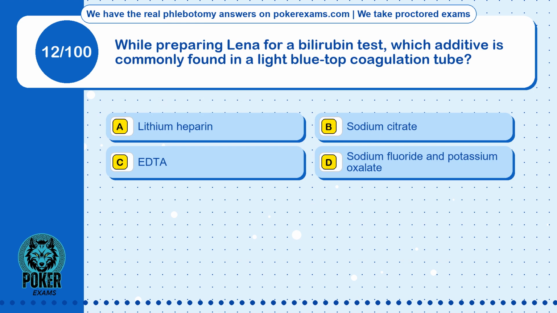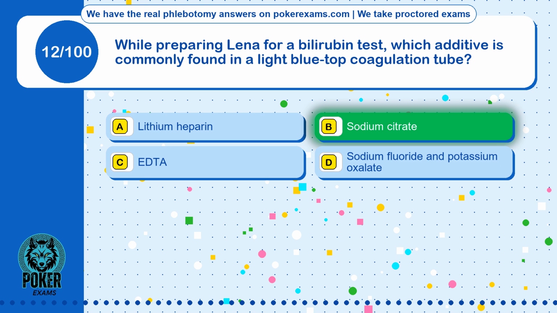Question 12. While preparing Lena for a bilirubin test, which additive is commonly found in a light blue top coagulation tube? Option A, lithium heparin. Option B, sodium citrate. Option C, EDTA. Option D, sodium fluoride and potassium oxalate.